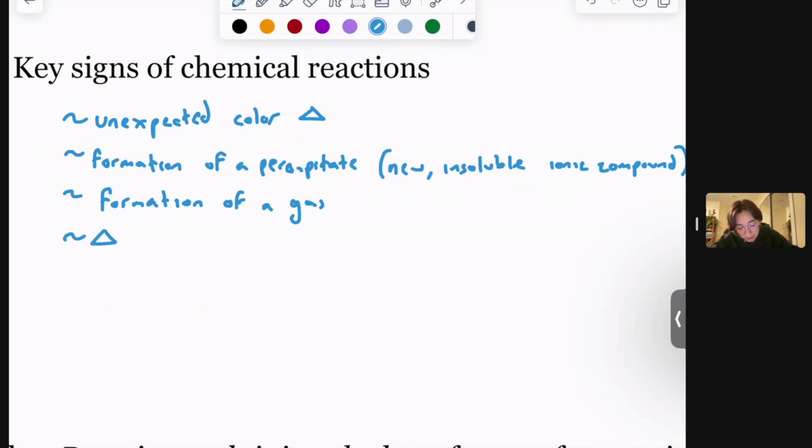Another big one is a change in energy. So what does that actually look like? There's lots of things you could observe, but maybe it feels hot or it feels cold on the outside. A change, okay. Change in temp.